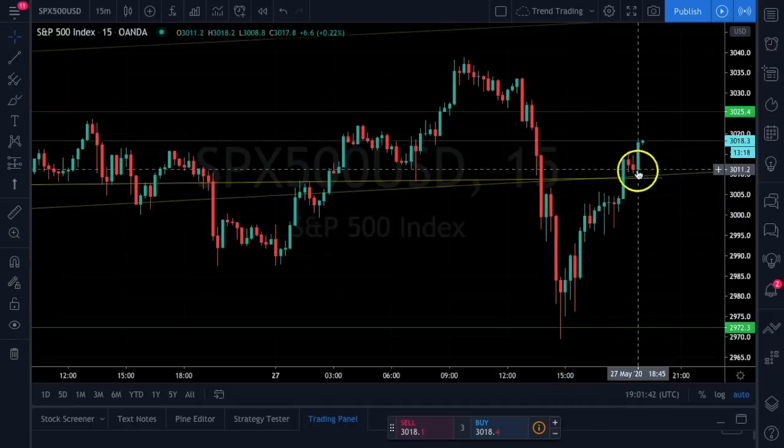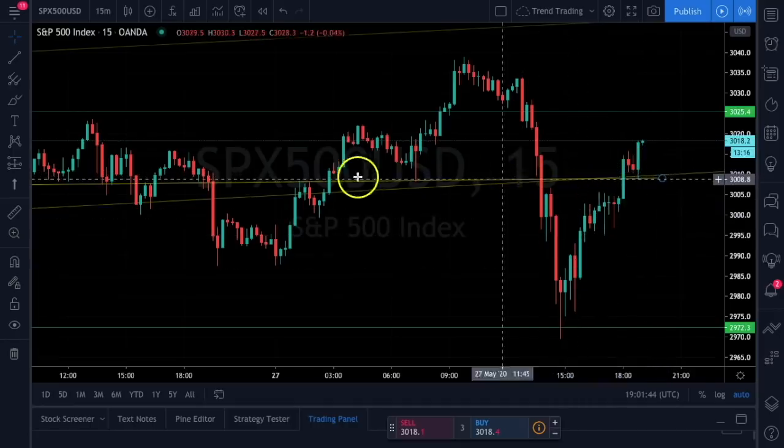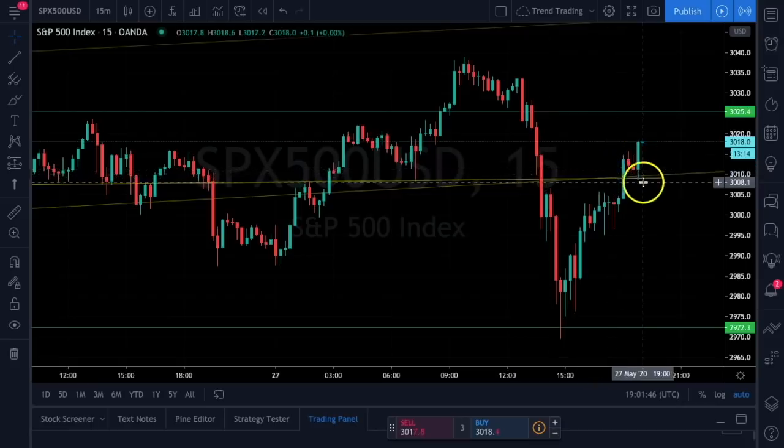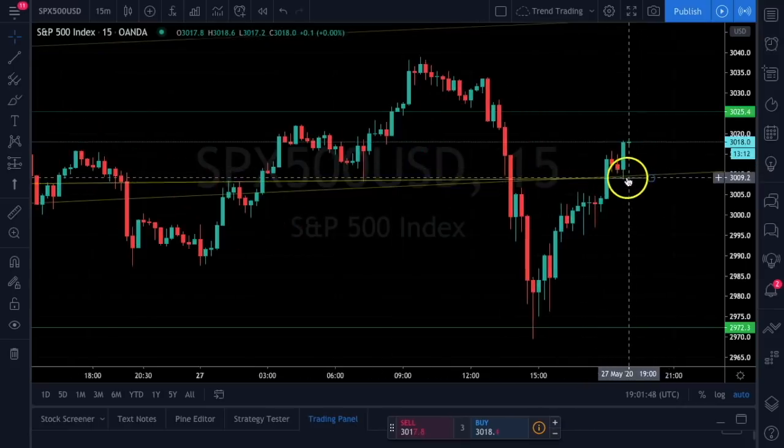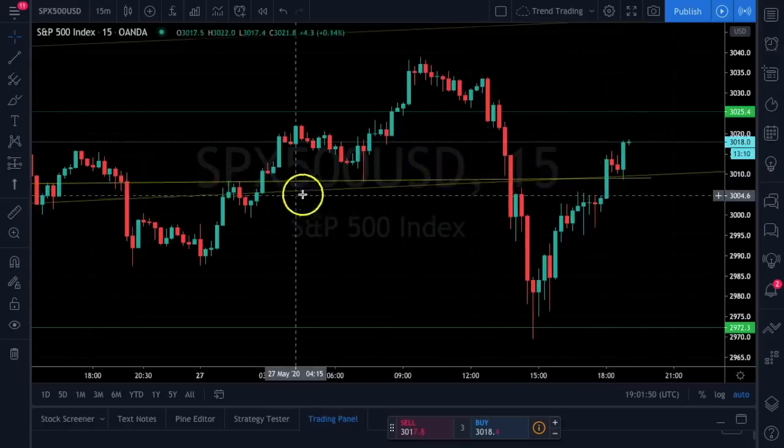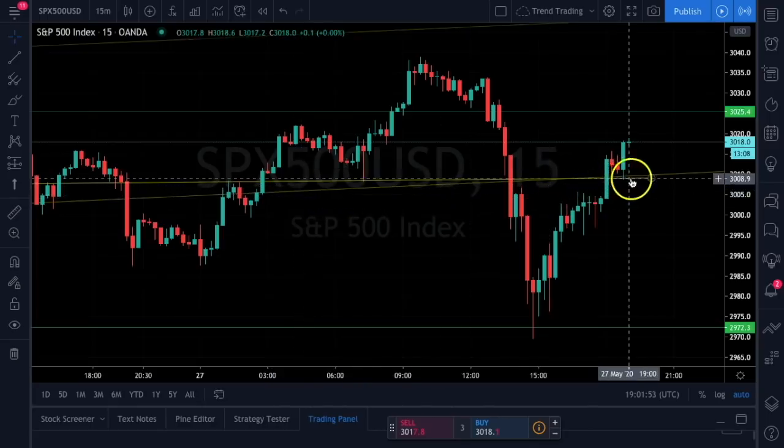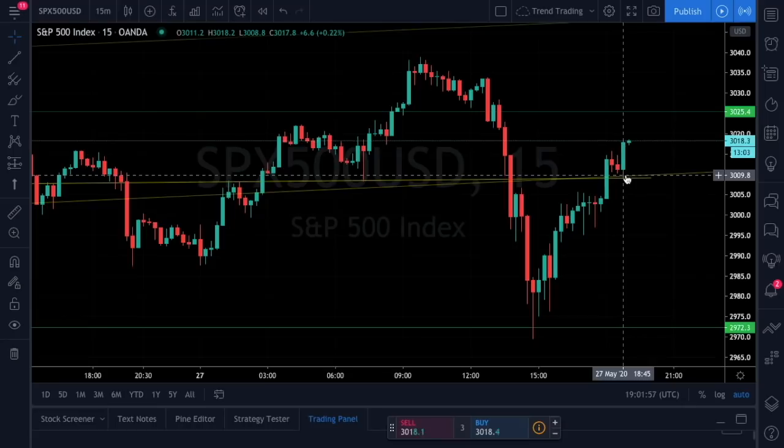Here we are right now, back above that horizontal resistance, now flipped again to support. You could see it right here. You could see that this is both the trend line coming up, that's coming in right around $3,009, and the horizontal local resistance now flipped to support also at 3,009.